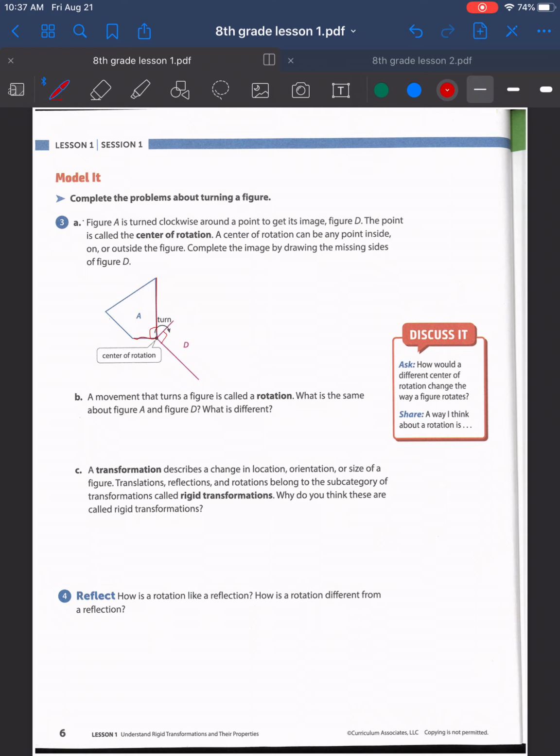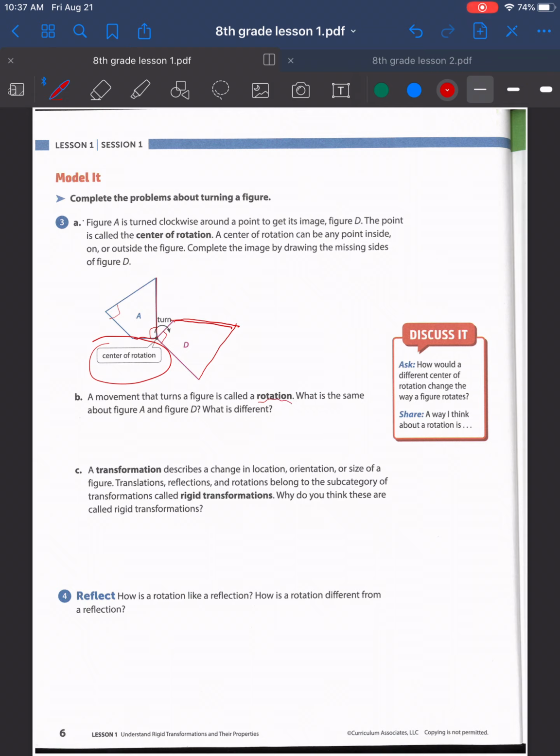And it looks like this is almost a 90-degree angle, but maybe not quite. So what I'm going to do is just go ahead and draw a bit of an angle. It's okay if it's not perfect, as long as you get the idea that we just turned at the center of rotation, okay? A movement that turns a figure is called a rotation.